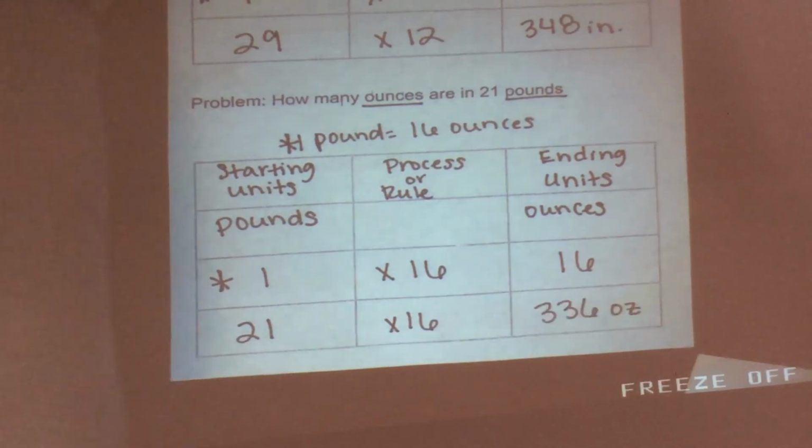It gives you 336 ounces. OZ is the abbreviation for ounces. Do we have to write OZ or do we already know it's ounces? I would like you to label your units. It's very important to know what you're working with. That's how you abbreviate ounces, OZ.